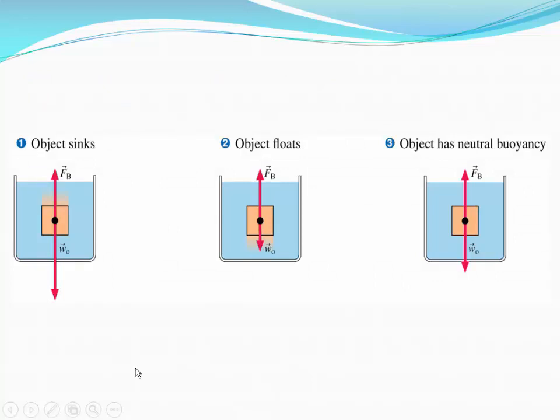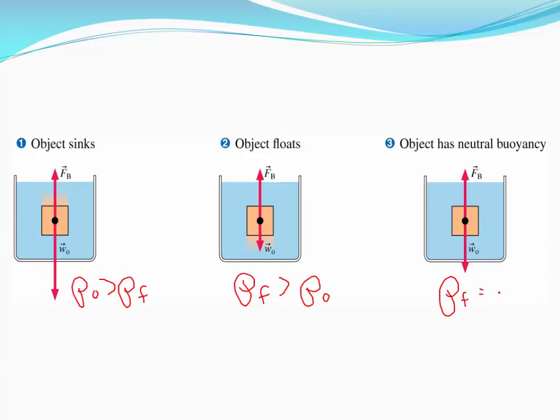So here are just 3 different pictures, just so you guys can kind of see. Here's one object where the weight of the object is greater than the buoyant force, and so it will sink. And in this case, the density of the object is greater than the density of the fluid. Here we have an object floating. Here the density of the fluid is greater than the density of the object, and in this instance here, the density of both of them are equal.